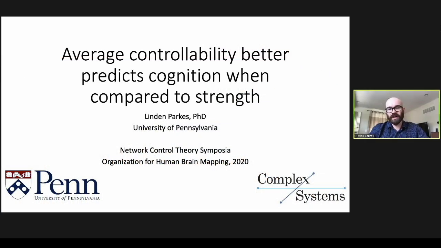Hi, my name is Linden Parks. I'm a postdoc at the University of Pennsylvania, working with Danny Bassett and Ted Satterthwaite. I'm going to talk to you today about a project that we've been working on comparing average controllability, which is a simple metric from network control theory, with strength from structural connectivity for predicting cognition.